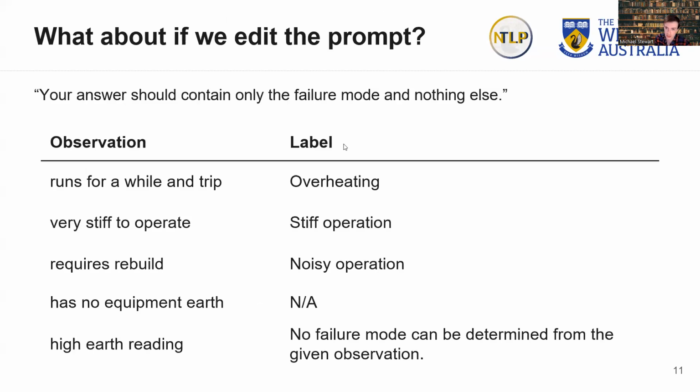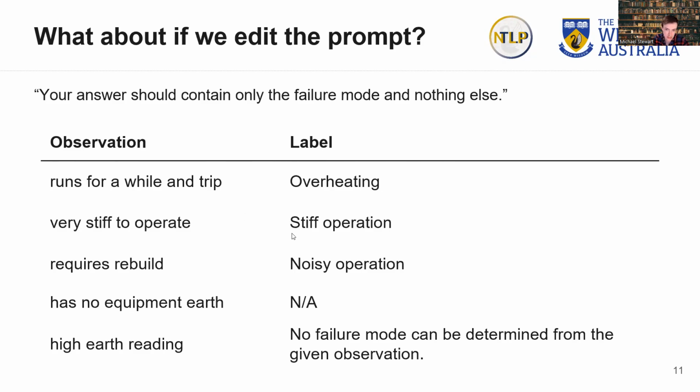So what we next tried was to edit the prompt, do some prompt engineering. We put a bit extra onto the prompt saying your answer should only contain the failure mode and nothing else. And now we can start to see it's getting a bit better. It's starting to produce very short and concise responses, which is what we want. Although some of them aren't correct. So for example, runs for a while on trip is not overheating, but that's fair enough.